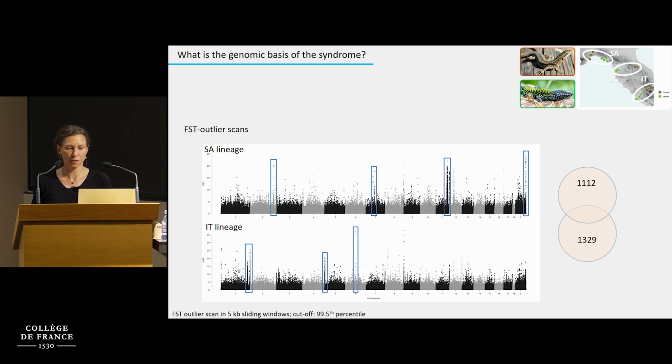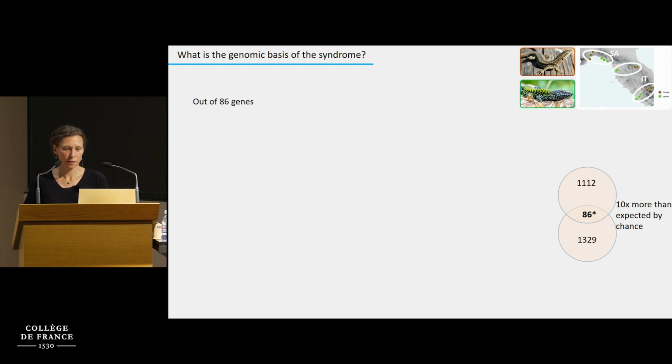Many of the peaks are specific for each lineage, but we also find a number of peaks that are shared between the 2 lineages. And that's what we would expect, because we would expect a shared origin and a shared genomic basis between the 2 lineages. If we look closer into these 86 genomic regions that are shared outliers between the lineages, and these 86 regions are associated with 86 genes, then we find that a bit more than half of them are actually annotated. So these are the ones that we can draw biologically meaningful information from.